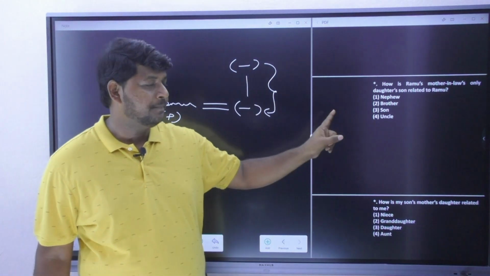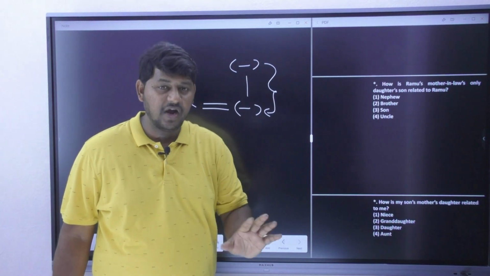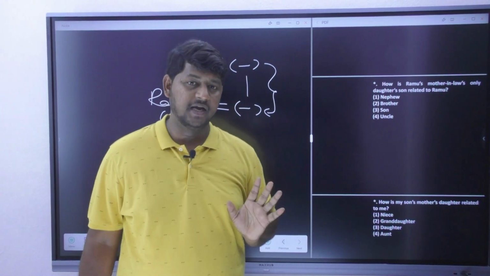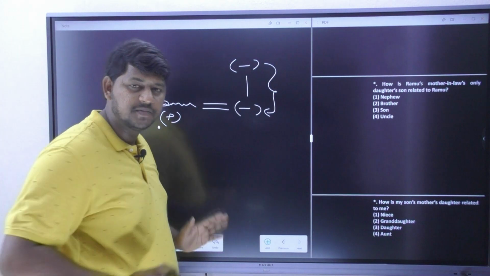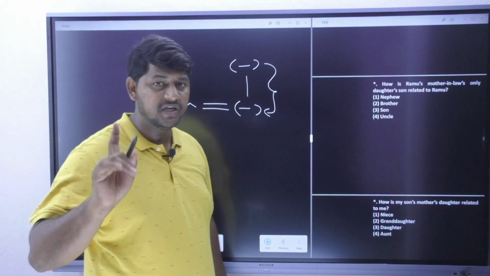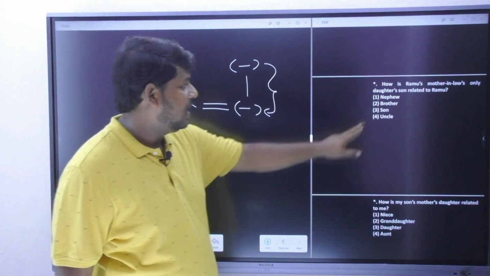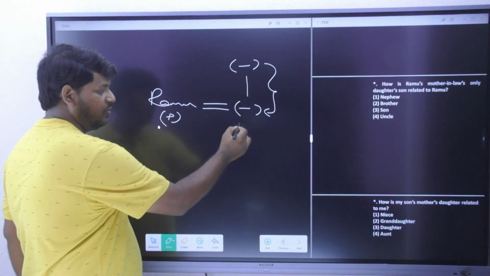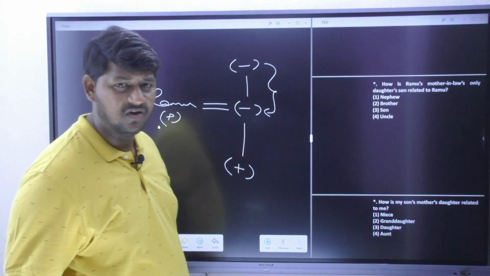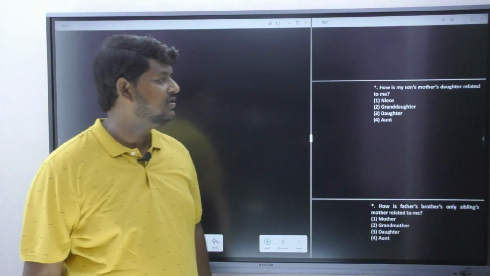See, it is mentioning Ramu's mother-in-law is having only 1 daughter. It is not possible to have 2-3 daughters, but it is always a possibility to have a son, which is not going to be helpful in this particular given question. Okay, but always keep that information in your mind. Always you need to understand that information as well. Right now, daughter's son related to Ramu, so obviously the son of Ramu's wife, please, obviously the answer is what? Son. Next question, my son's mother's daughter related to me.